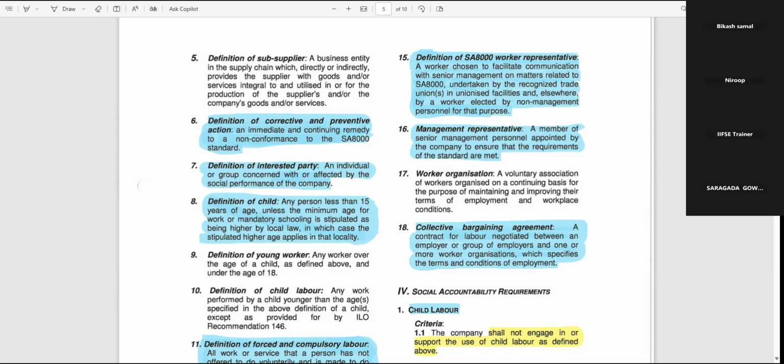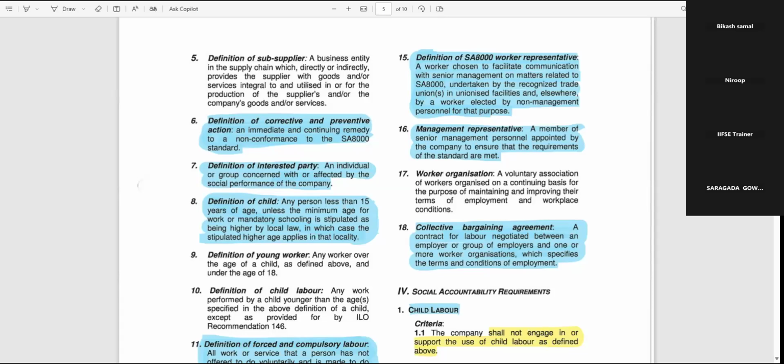In the management representatives, we have all the managerial people. In the non-management representatives, we have all the workers. How will they be selected? Management people will be selected from each department. Also, workers are selected from each department. If it is a union, union people will select. Otherwise, if it is not a union, the workers can elect one person on their own to talk on behalf of all the workers on the SA 8000 requirement.